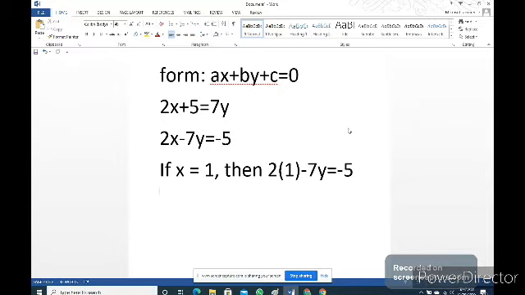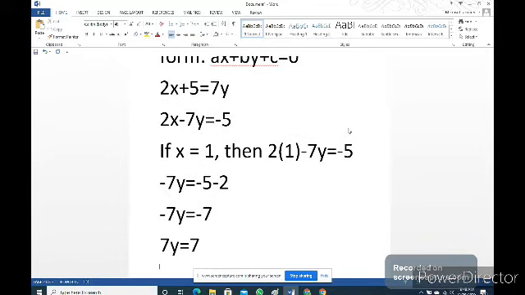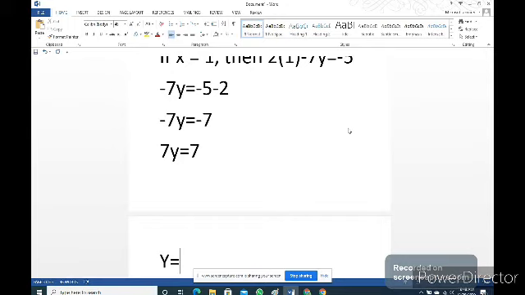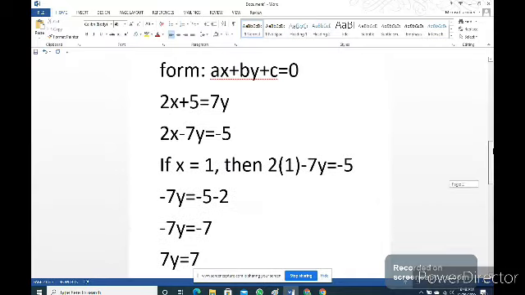So minus 7y is equal to minus 5 minus 2, which implies minus 7y is equal to minus 7. So 7y is equal to 7, which implies y is equal to 1. Finished. We got the solution of the equation. Something like this we can directly plot. So this is one of the equations we can solve, and this is an example.